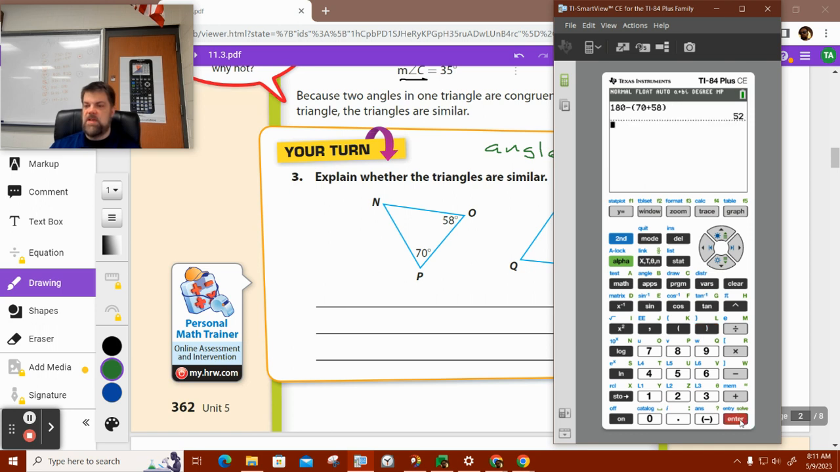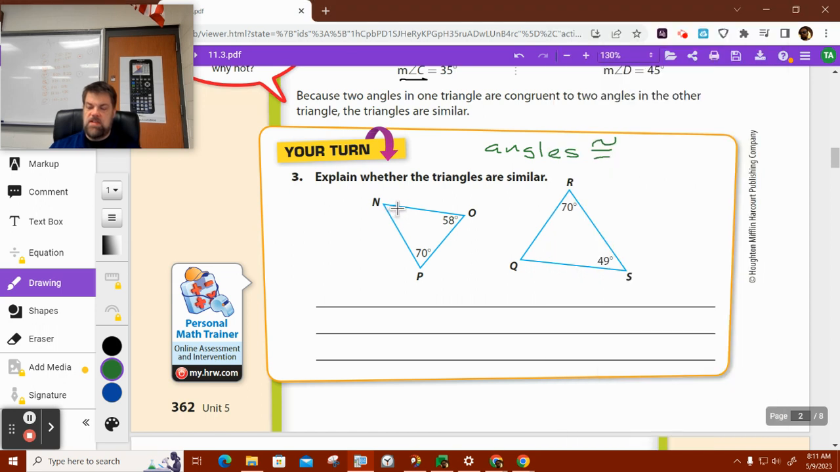All right, let's see what we got. 52. So over here, this is 52 degrees. Uh-oh, SpaghettiOs. What do you guys notice? Do you guys see it yet? Yeah, they don't have the same angles. See how this one over here says 49? Yep. That's no bueno.